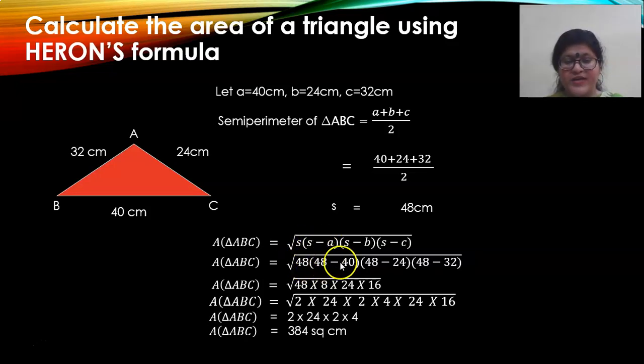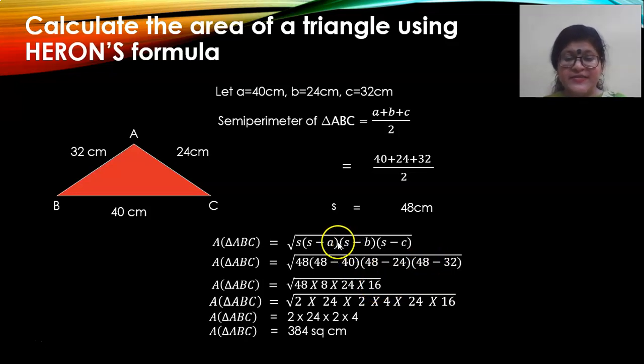s minus a is 48 minus 40 because a we have taken as 40. s minus b is 48 minus 24. So b here has value 24, and s minus c, that is semi-perimeter minus c, that is 48 minus 32. Okay. Then you calculate the difference. 48 minus 40 is 8. 48 minus 24 is 24, and 48 minus 32 is 16.